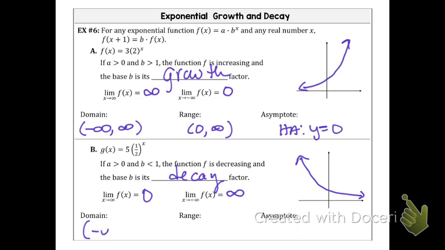And then for my domain, it still keeps going to the left and to the right. My range, it's still not going to go down, so it's not going to touch the horizontal asymptote at 0, but get real close to it and go up to infinity. And then we still have that horizontal asymptote at y equals 0.